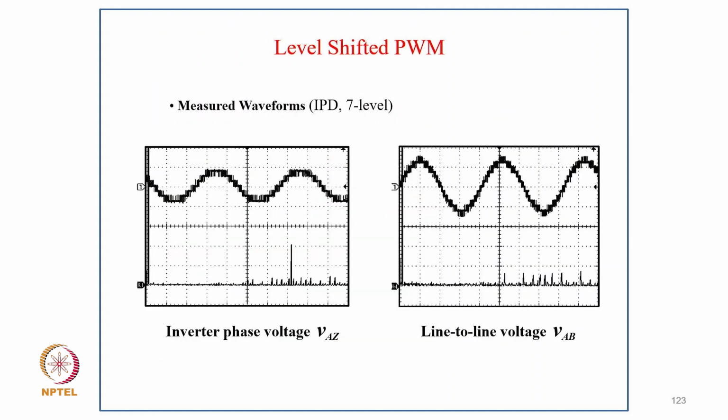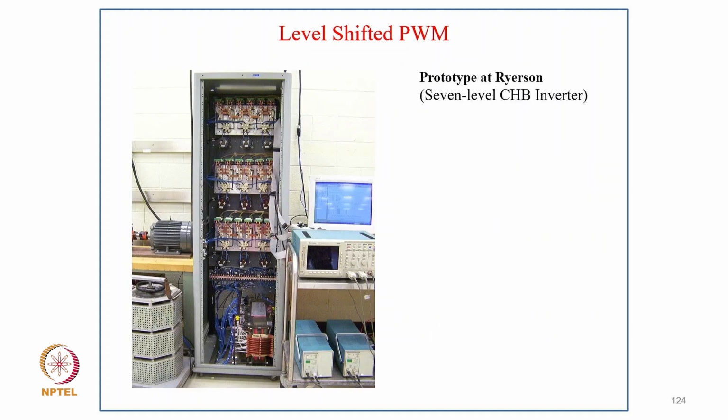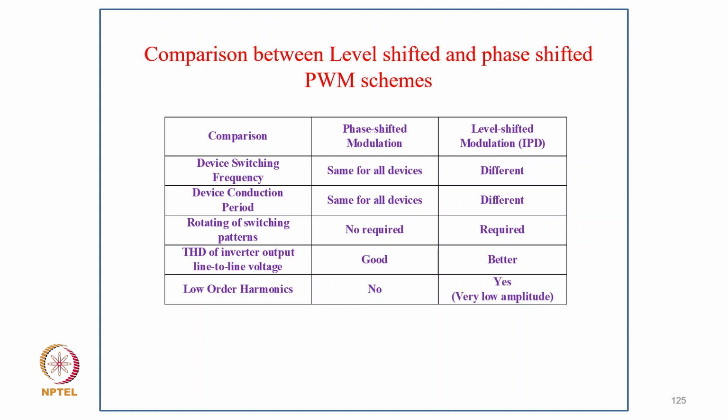And this is the measured 7-level inverter. So how is the inverter phase voltage, how is the line-to-line inverter voltage. And this is a level-shifted PWM prototype of a 7-level cascaded H-bridge inverter. So coming to the comparison between level-shifted and phase-shifted PWM, so we have phase-shifted PWM and level-shifted PWM.